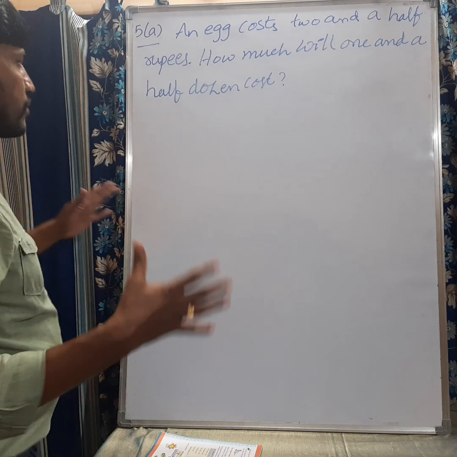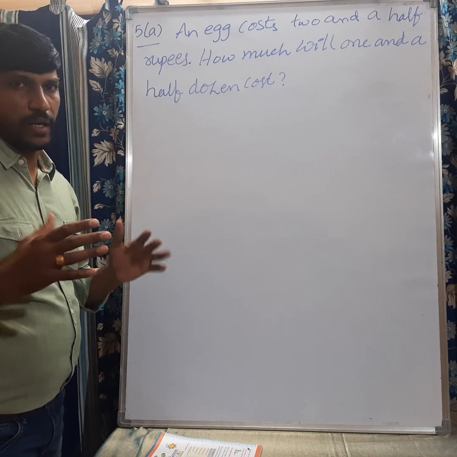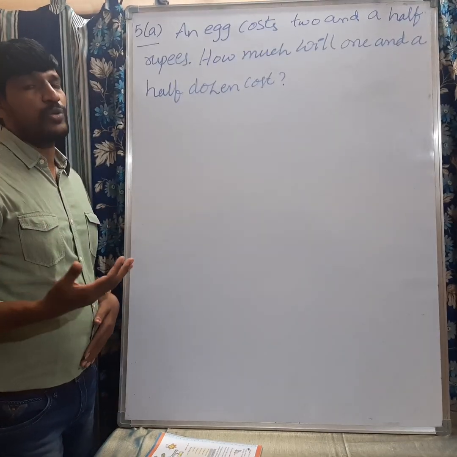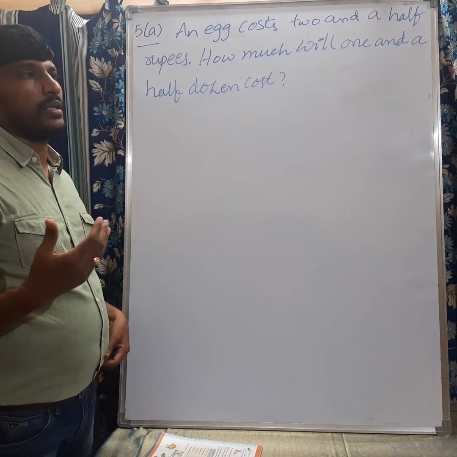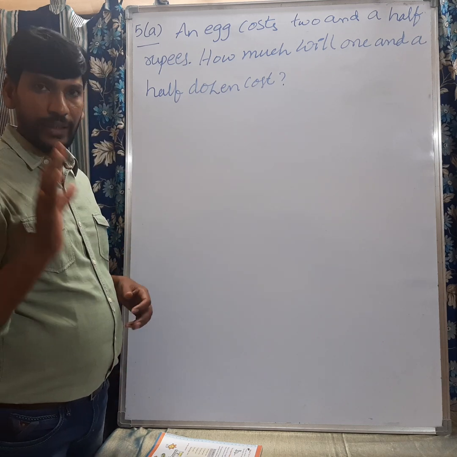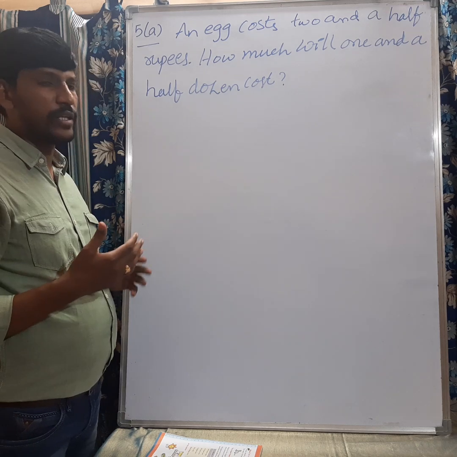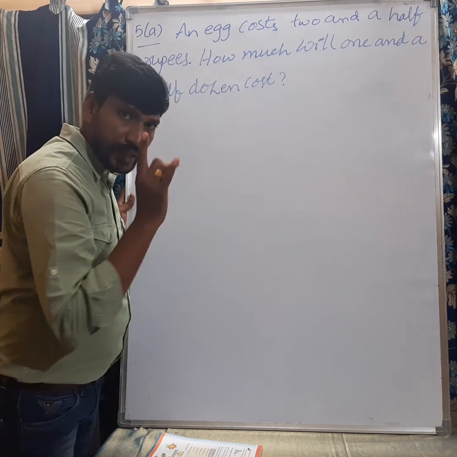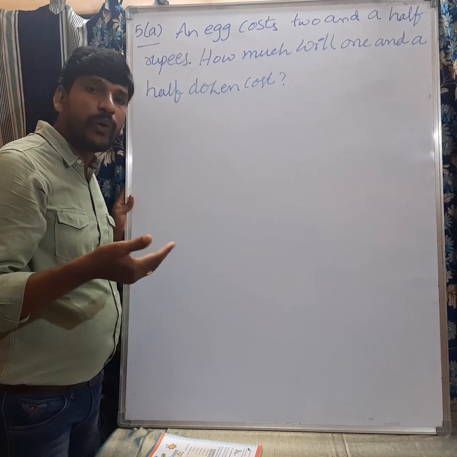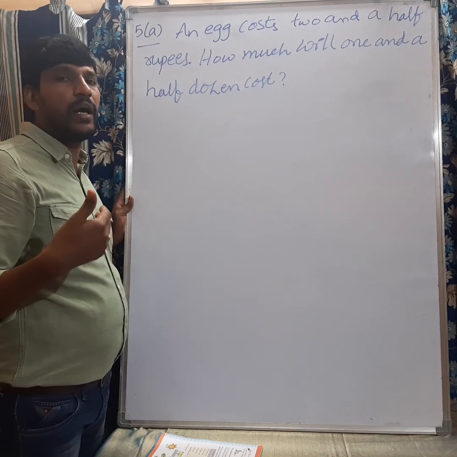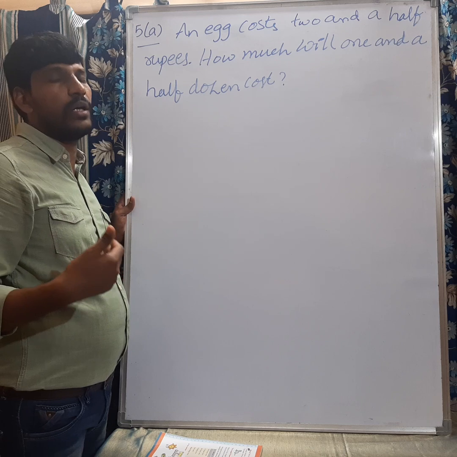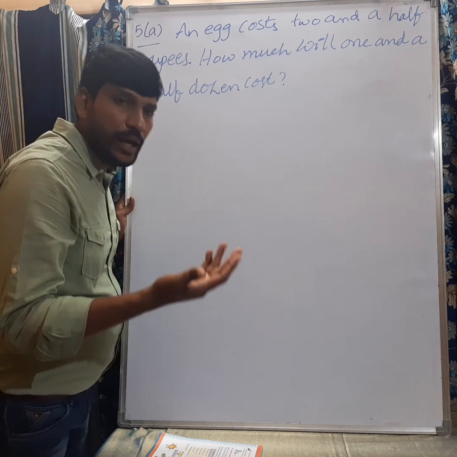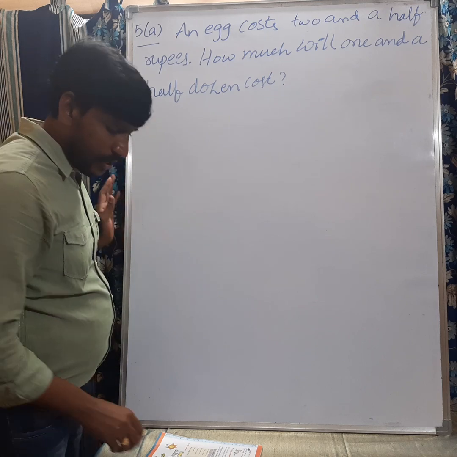Right, children? So just now we discussed Kannan and his mother's conversation. How much money did Kannan's mother give to Kannan? 60 rupees. From that 60 rupees, Kannan is going to buy 1.5 dozen eggs. Whatever amount is left with him, by using that left amount he is going to buy pence. Okay, now see this here.